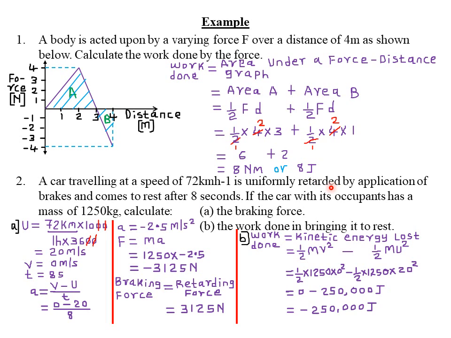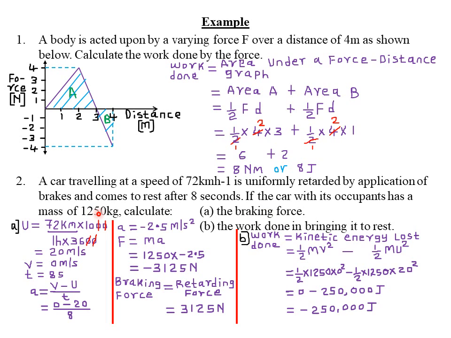Then it is uniformly retarded. To retard simply means the body is moving with a decreasing velocity, or the body is decelerating. It is retarded by application of brakes and comes to rest. If the body is coming to rest, that simply means the final velocity is 0 after 8 seconds. So that is time 8 seconds. So part A, if the car with its occupants has a mass of 1,250 kg, calculate the braking force. Now we know from Newton's second law of motion that force should be equal to ma, that is mass of the body times the acceleration.